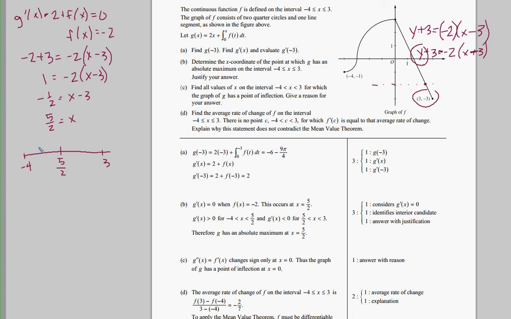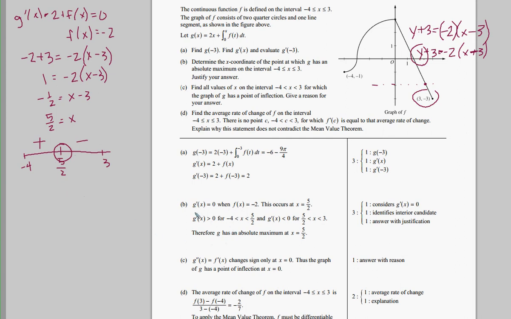So let's just take -3. Let's put -3 back into my derivative, so that would be 2 plus f of -3. I found f of -3 was 0, so 2 plus 0 is positive. And then somewhere in here, let's just use 3, okay? You can see that 3, my y value down here is -3, so 2 plus -3 is going to give me a negative, and so you can see that I do in fact have a maximum at this point.